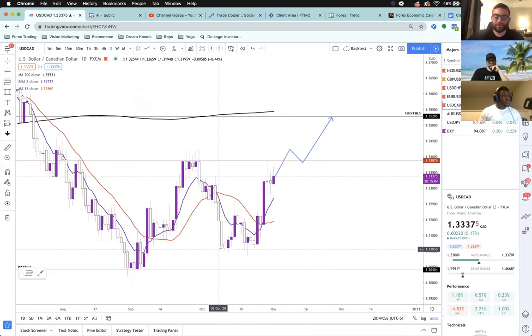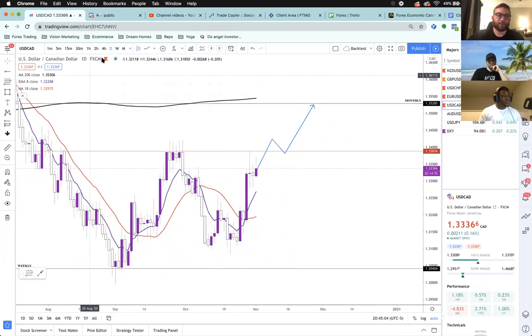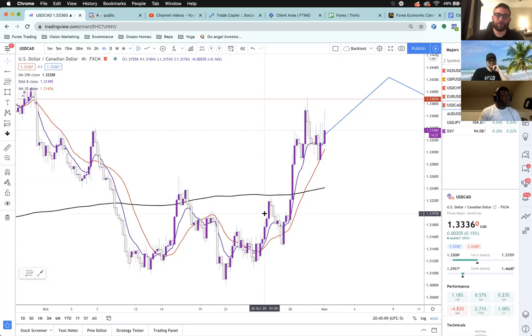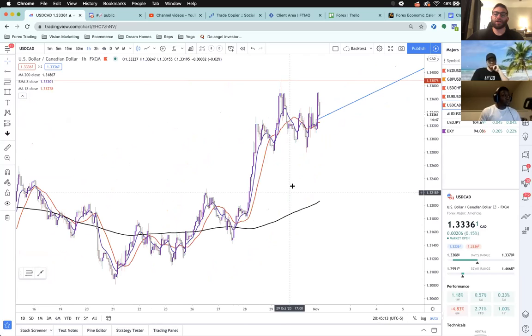Down to the daily, we could see this higher low just formed. So we made this low, made this lower high. Then we made this higher low, moving averages crossed, everything like that. So below this daily time frame, 4 hour is bullish. 1 hour time frame is bullish.